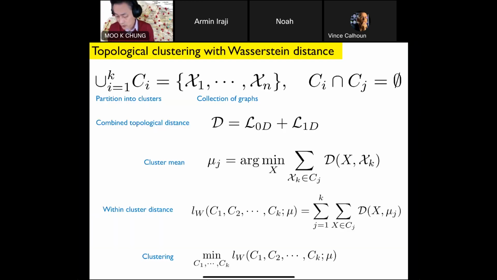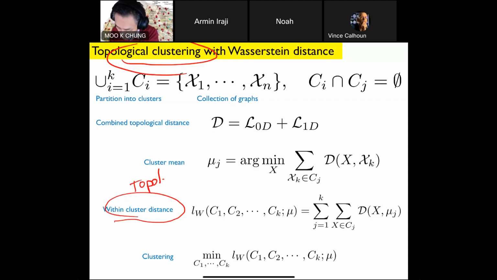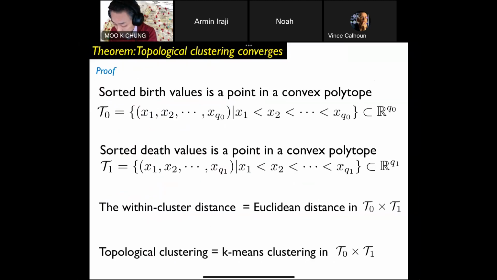In this setting, we did the clustering. You can do topology clustering with the same technology, the same distance. In this case, the within-cluster distance is the topological distance. For all the technical details, I'm going to skip the proof. You can actually prove it.